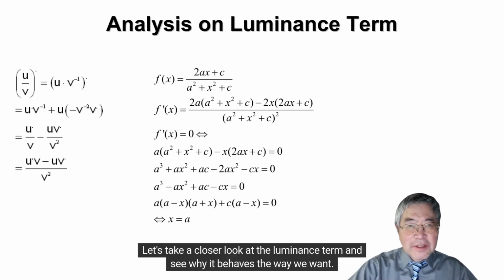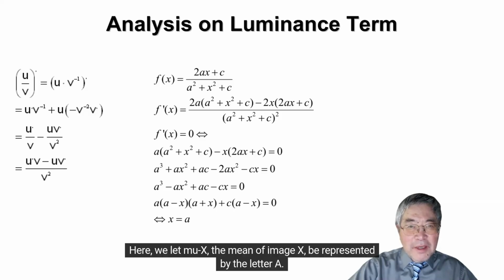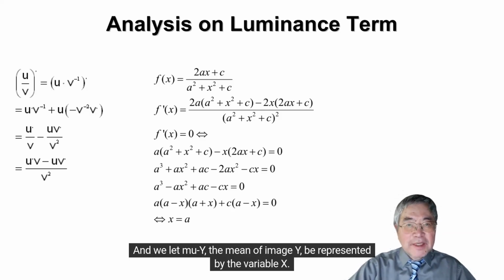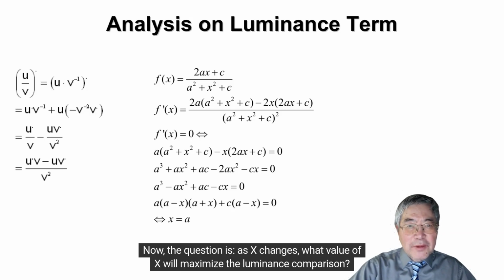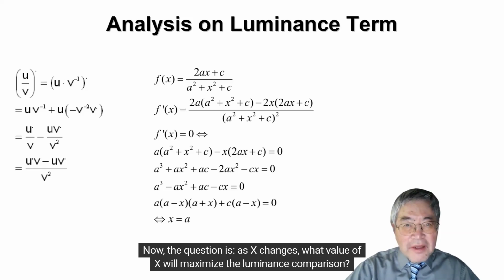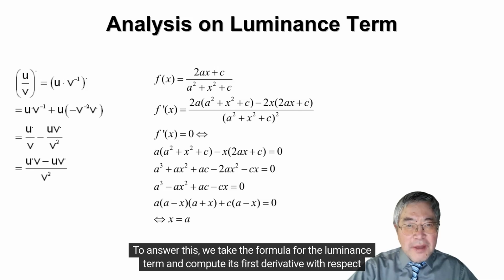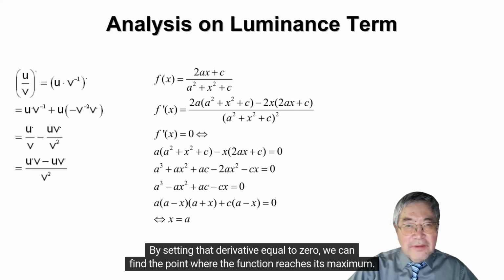Let's take a closer look at the luminance term and see why it behaves the way we want. Here we let mu x, the mean of image x, be represented by the letter a, and we let mu y, the mean of image y, be represented by the variable x. Now the question is, as x changes, what value of x will maximize the luminance comparison? To answer this, we take the formula for the luminance term and compute its first derivative with respect to x. By setting that derivative equal to 0, we can find the point where the function reaches its maximum.